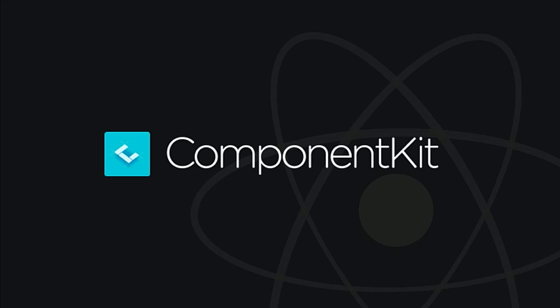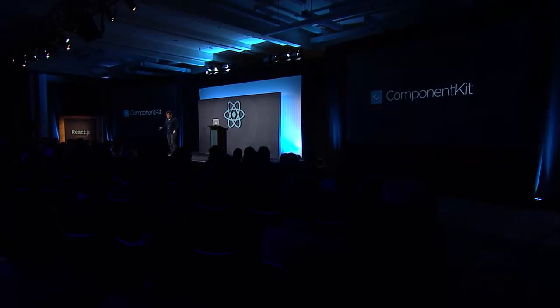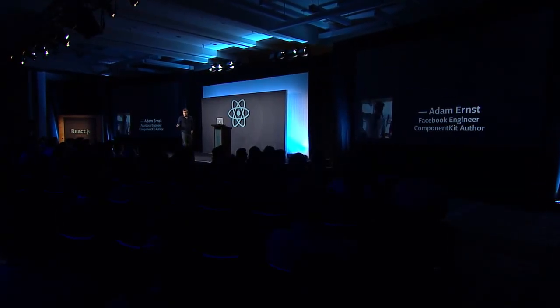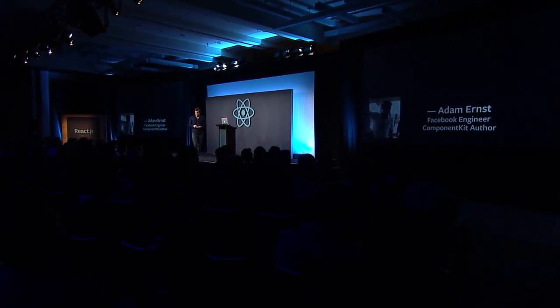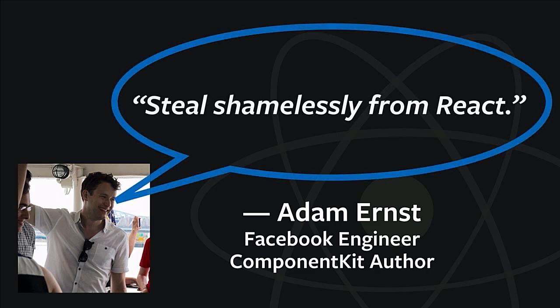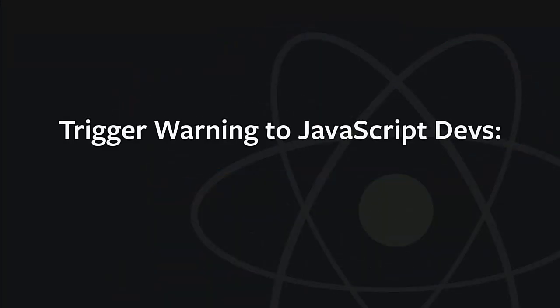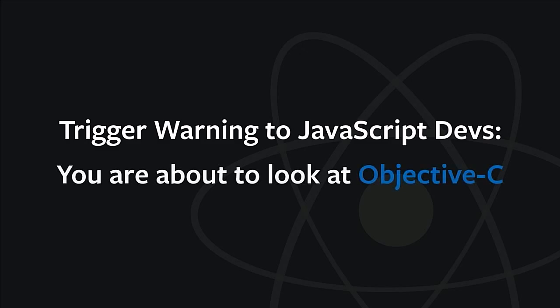Component Kit is a UI framework written in Objective-C for iOS that adopts similar principles to React to build UIs. And when you ask Adam Ernst, who's an incredibly talented iOS engineer and the primary author of this, hey, Adam, what were your design parameters and trade-offs? You ask him a fancy engineering question, and the response is simple: I stole this shamelessly from React. So, a trigger warning to all the JavaScript devs out there. You're about to look at some Objective-C.